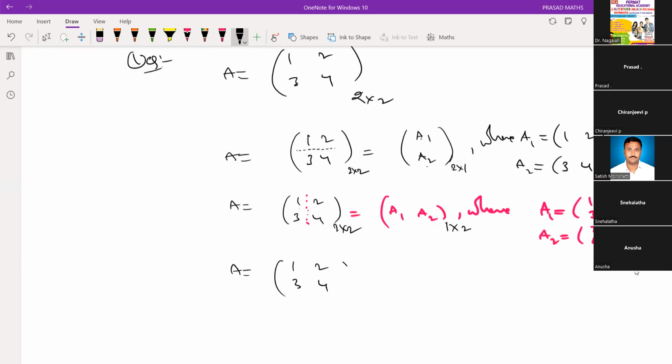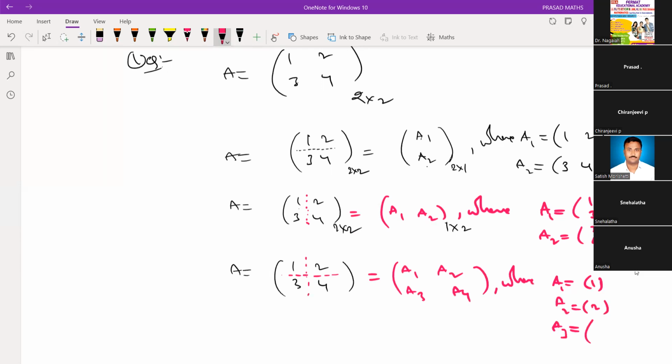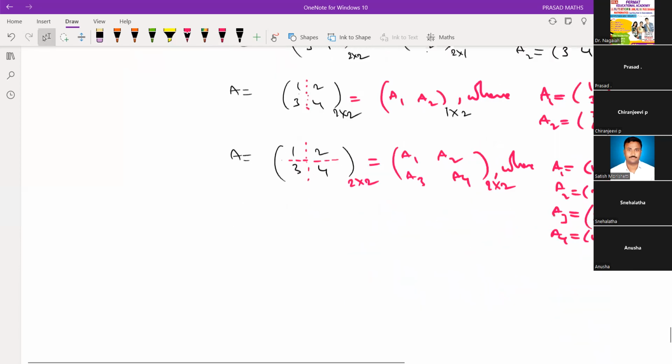Now 1, 2, 3, 4. Can you get another block matrix? Yes. By drawing a vertical line and again a horizontal line, you get the matrix itself. This is A1, A2, this is A3, A4, where A1 is the singleton matrix 1, A2 is the singleton matrix 2, A3 is 3, A4 is 4. Therefore, the matrix itself is a block matrix. This is also 2 by 2. Right? Or else I can take another example.